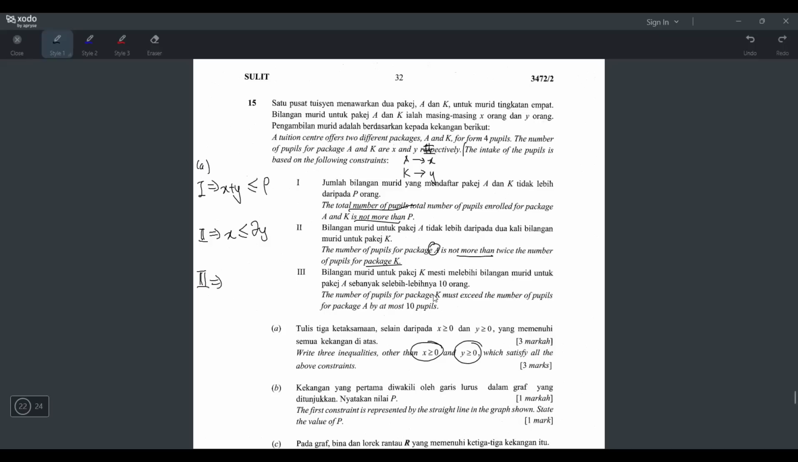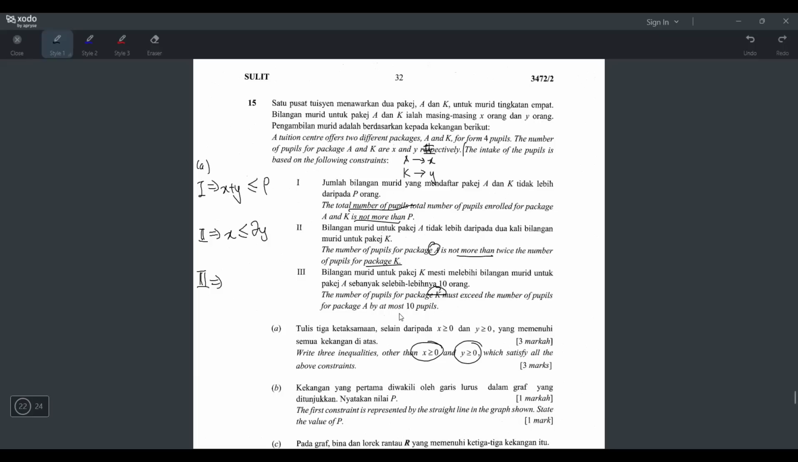The number of people for package K must exceed the number of people for package A by at most 10 pupils. Okay, some of you might struggle for this. Okay, but for my own student, the way I teach is I will tell them to ambil besar tolak kecil. Whenever you see this type of question, where they say like must exceed by at least this or exceed by at most this, I always tell my student just take besar tolak kecil. Okay, what do I mean by that? Okay, let's read again. Number for package K must exceed the number of people by at most 10.